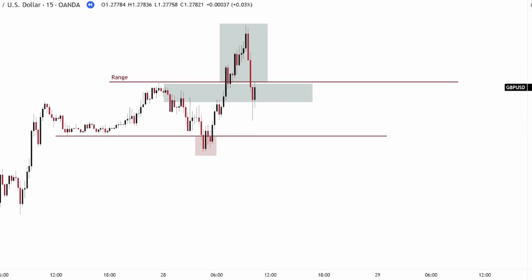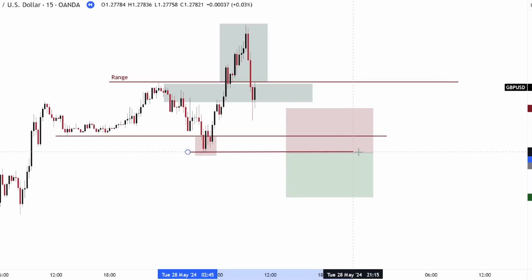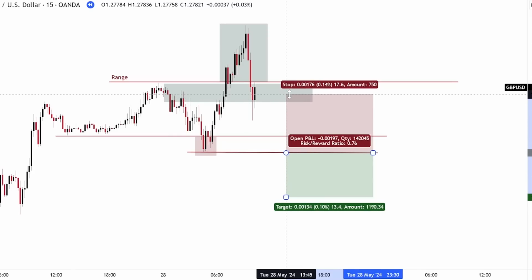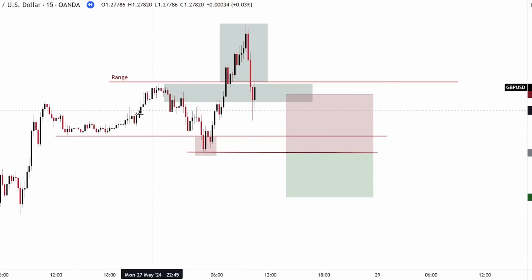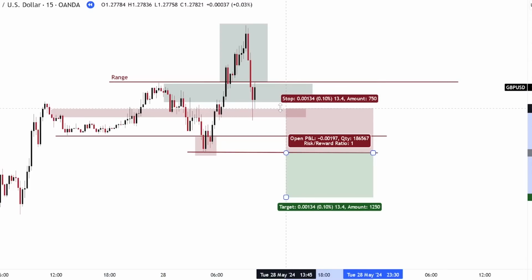So where will your entry be? Your entry should be right below your seller's trap right here. And where would your stop loss be? You can have your stop loss being half the range, or you could look at a high resistance level, which would be somewhere around here. And this could be your stop loss.